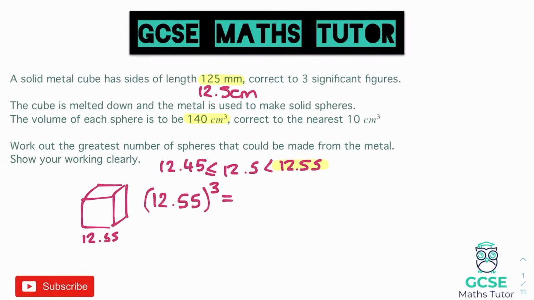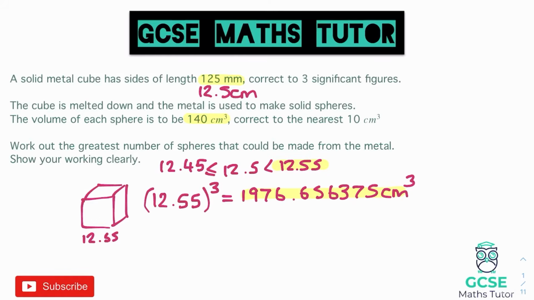Let's work that out on the calculator. So 12.55 cubed gives us a volume here, and it's not a very nice number, but we get 1976 point, and we've got a few decimals here, 656375. That's now in centimeters cubed. And there's the volume of our cube, or our upper bound for the volume of our cube. So that's the largest possible volume we could have if the lengths are that largest possible length.